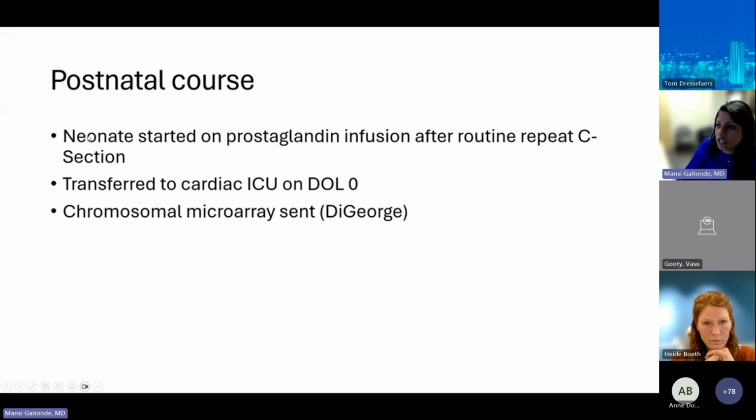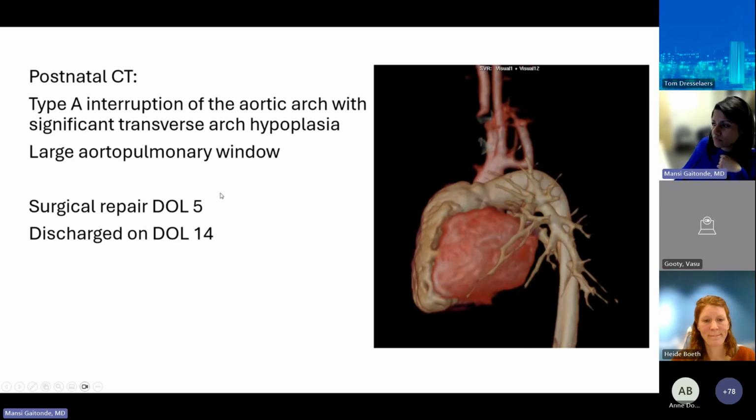Postnatally, the baby was started on a prostaglandin infusion due to suspected severe arch obstruction. The baby had a routine repeat C-section, and there was no placenta accreta identified. So we made a good call in those regards. And the baby came over to our cardiac ICU after birth in good condition.